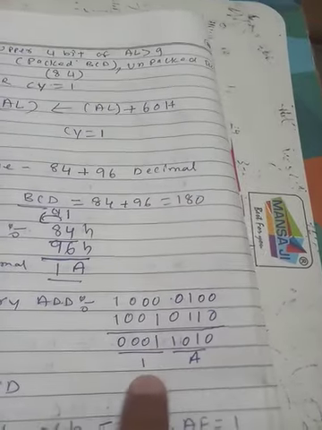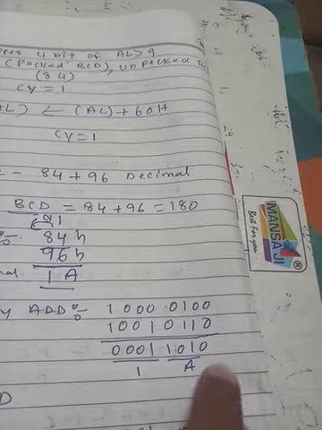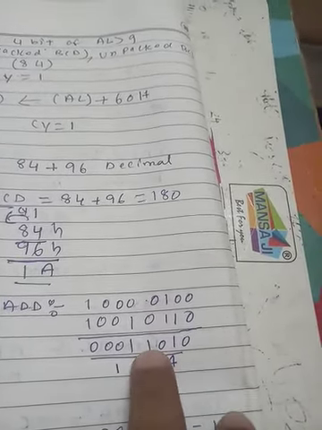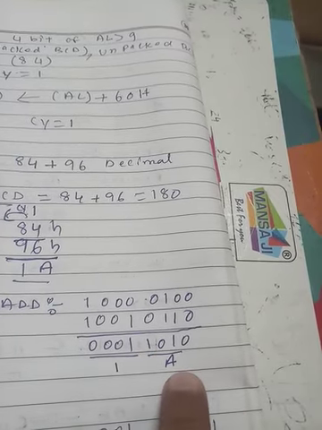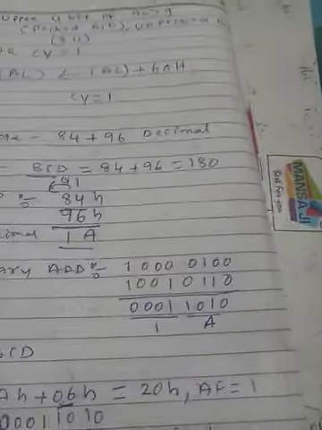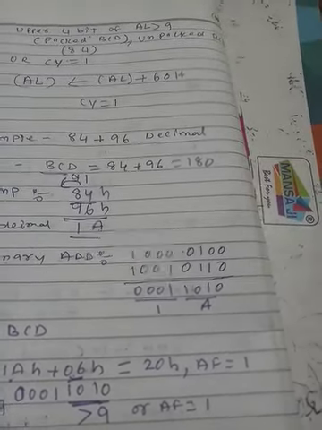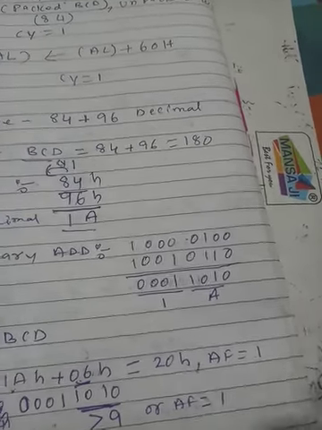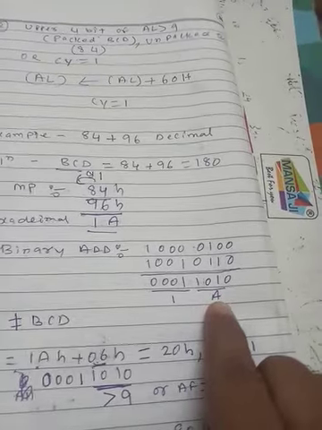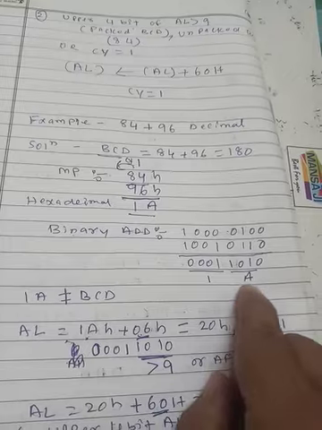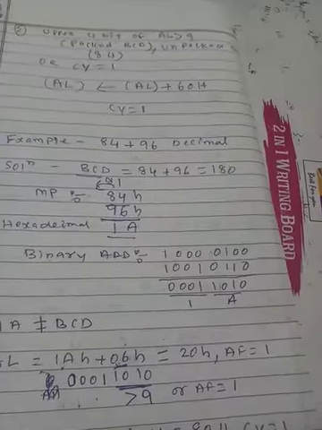So 1A, you can see here, this 1A is not a BCD. The A must be converted into binary coded decimal because this lower nibble 1010 is greater than 9. So A is greater than 9. The number must be between 0 to 9. But this A is more than 9. So this is not a BCD number.